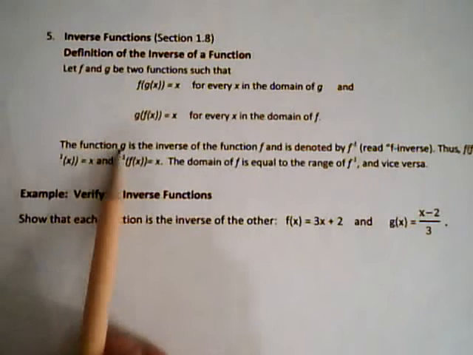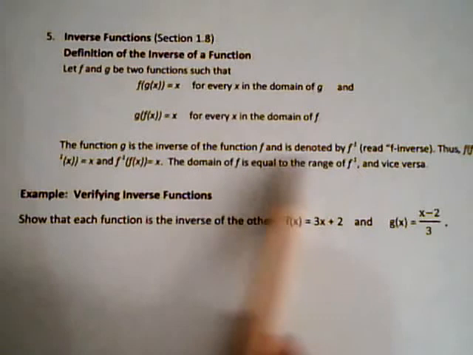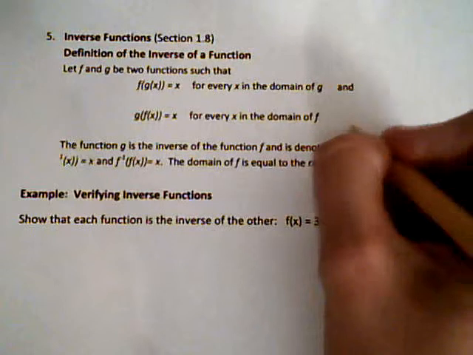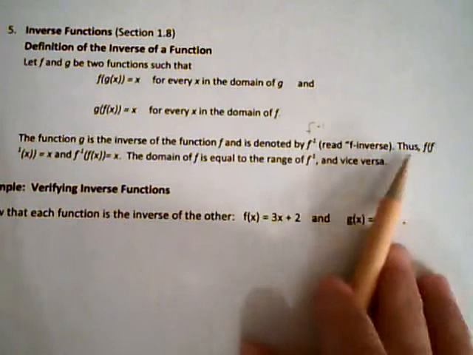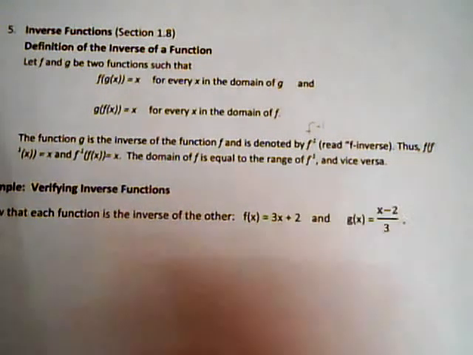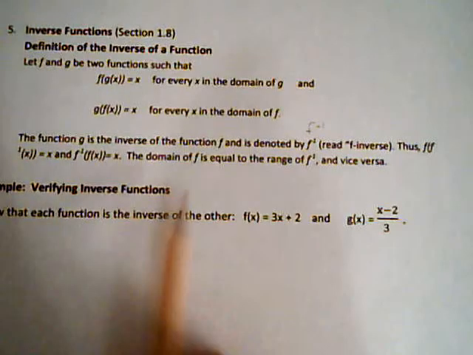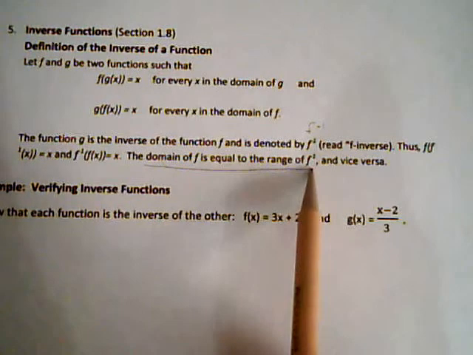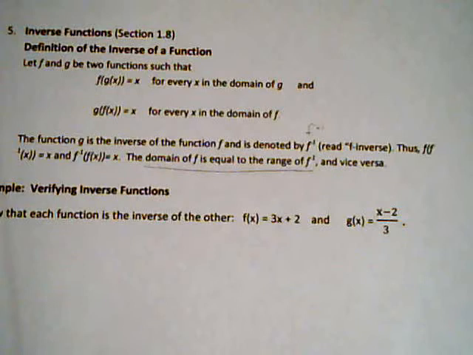So it says the function g is the inverse function of f, and it's denoted by f^-1. It's kind of hard to see that little negative sign that's there, but it's f of -1. It's read f inverse. Thus, f evaluated at f inverse equals x, and vice versa. The domain of f is equal to the range of f inverse. Okay, that's something important you'll have to remember in your problems you're going to be working out.